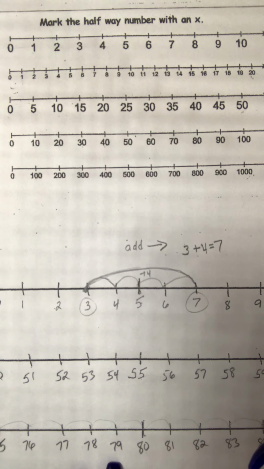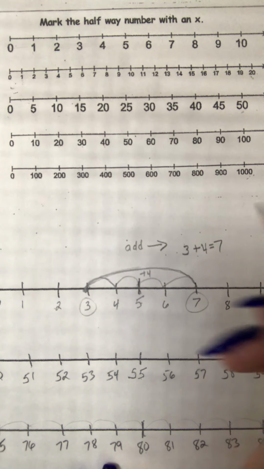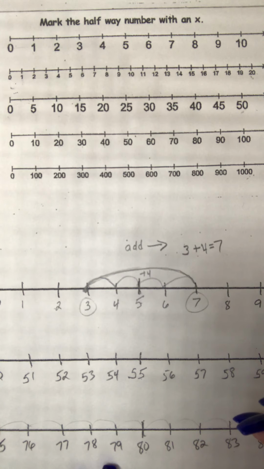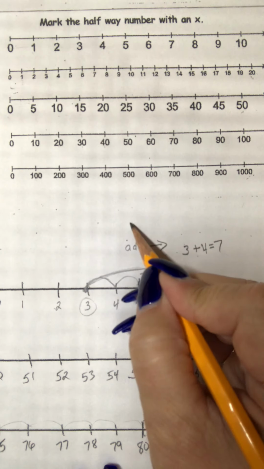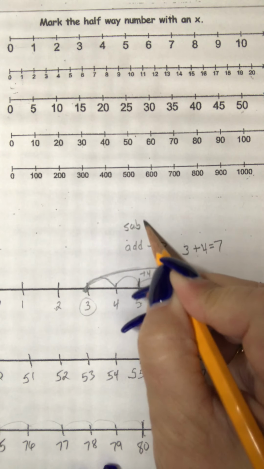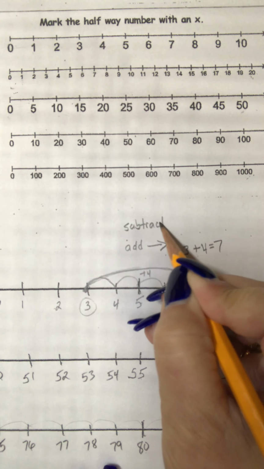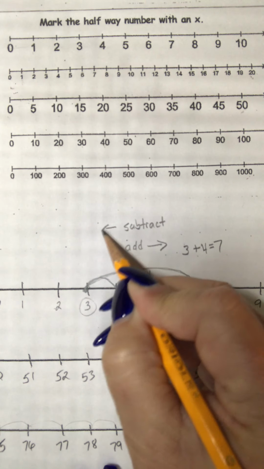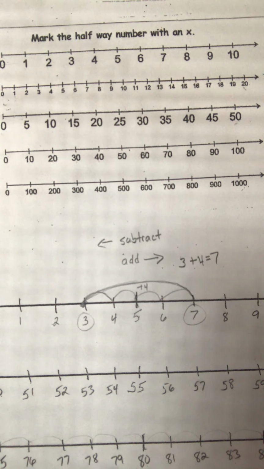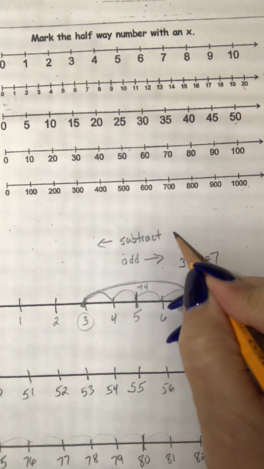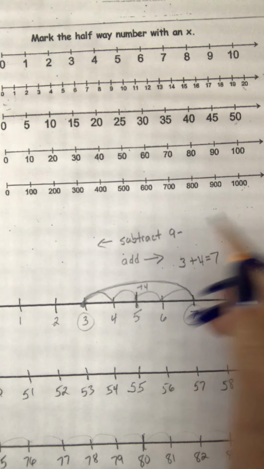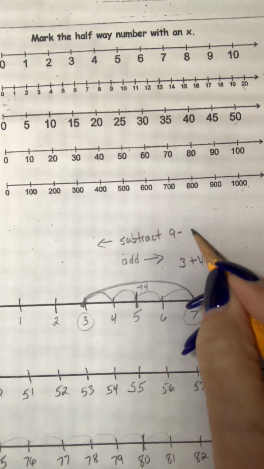Now, what if I wanted to subtract? If I want to subtract, I need to move in the other direction, don't I? Because I am reducing my number. I'm taking some away. So if I'm subtracting, I'm moving this way on the number line. Let's do an example. Let's start with 9, and let's take away 7. How's that?